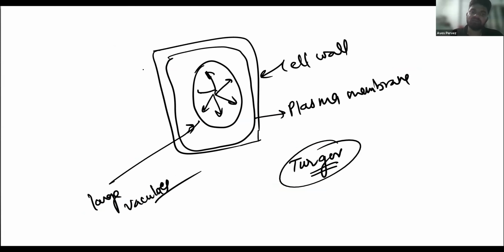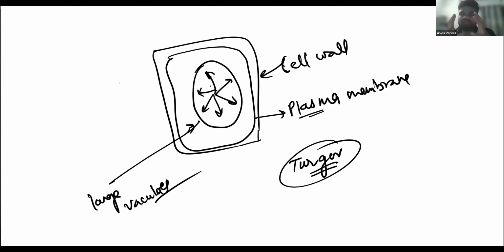This is the plant cell. Outermost is the cell wall. Inside the plant cell is the cell membrane. The second layer is the cell membrane or plasma membrane. And there is a large vacuole that is generally present in the plant cell. In animal cells, it is absent or present in a small size. The plant cell has a large vacuole, and this large vacuole has water that provides force to the cell. And this makes it turgid.